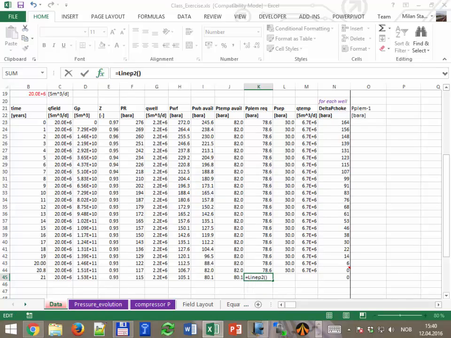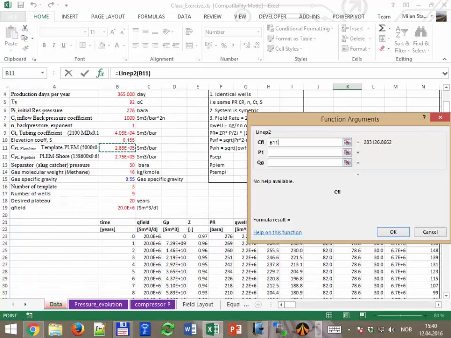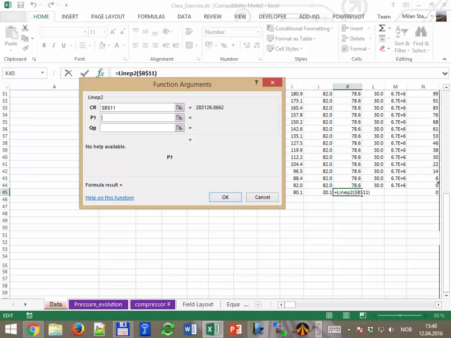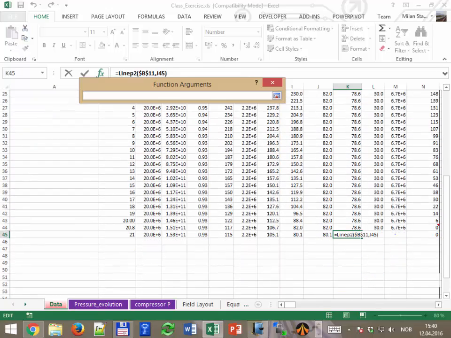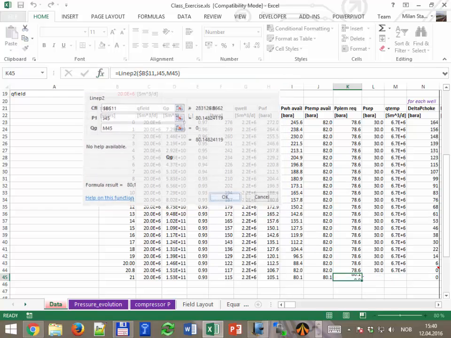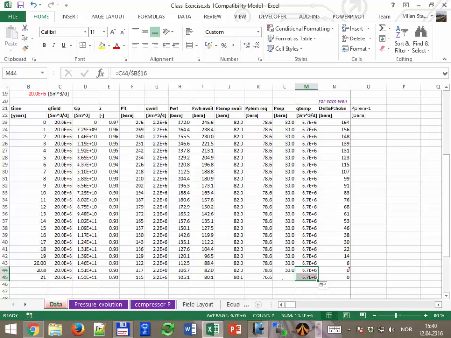So line P2, and here we have C of the flow line. So here we have to have the flow line constant. We have to block it. Then we have the pressure at the inlet, which is this pressure. We don't want to block that. And then we have the rate, which is actually the rate of the template, which is here, okay? So I'm going to, even if it's empty, I'm going to drag it down, okay? So not much change from previous year.